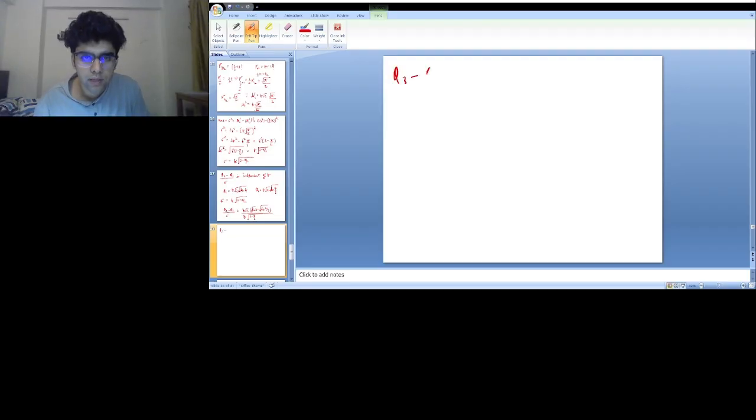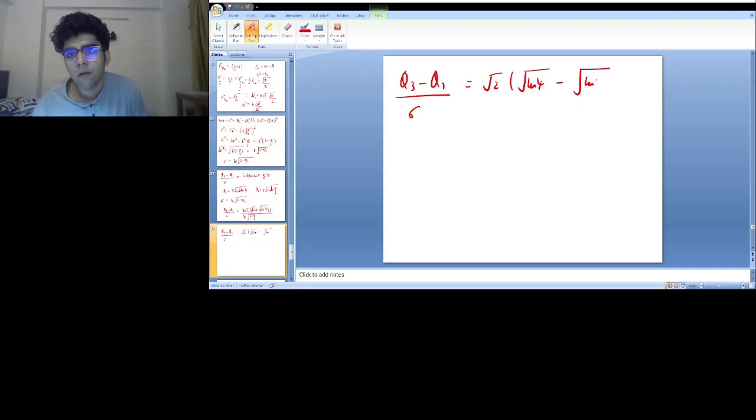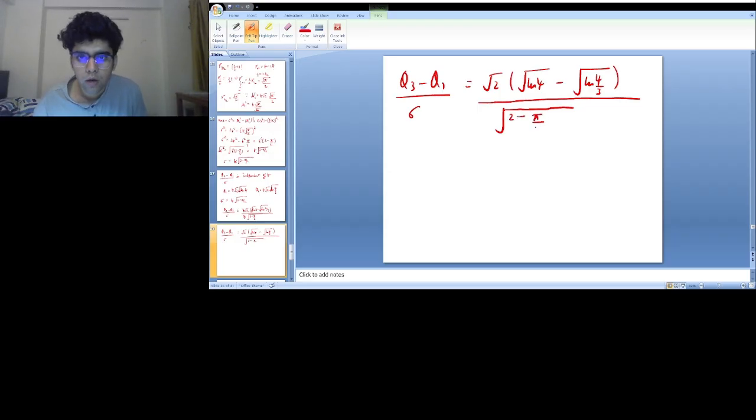They have also left their answer as this only. So this is root 2 times (root ln 4 minus root ln 4 by 3). I just forgot to put the roots. And this becomes 2 minus pi by 2, which is independent of the parameter b. Right.